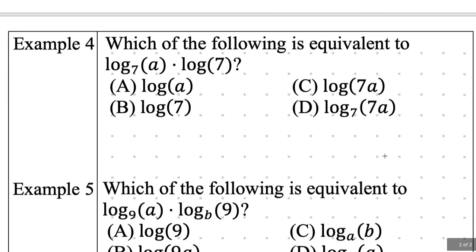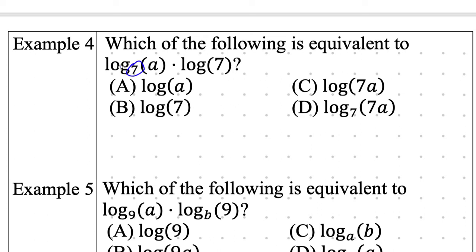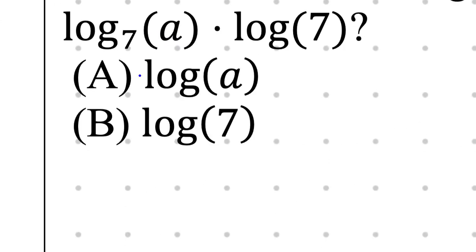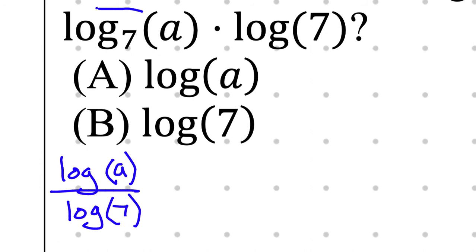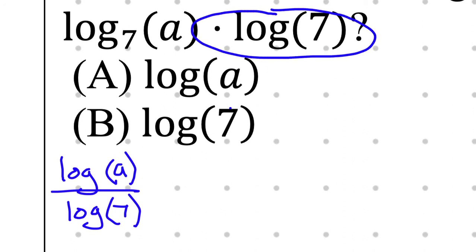Example number 4, multiple choice now. Which of the following is equivalent to log base 7 of a times log of 7? Ooh, that is going to be a tricky one. So I'll work with you guys on this one. If you ever see a base of 7 or base of something random, you should automatically think in your heads, change of base formula. So I see the 7 and I immediately think, change of base formula. I'm going to rewrite this as log of a divided by log of 7. I have now rewritten log base 7 of a. And now I'm going to rewrite times log of 7 on the right hand side.